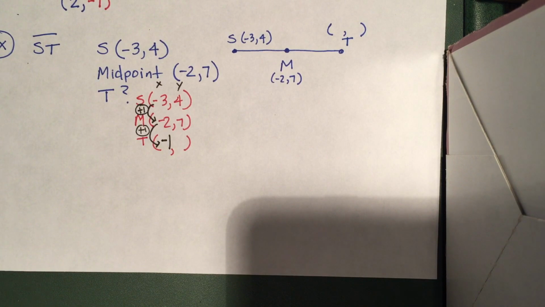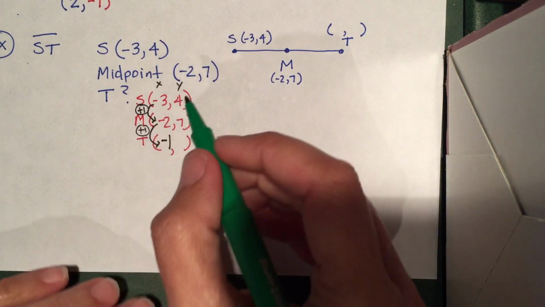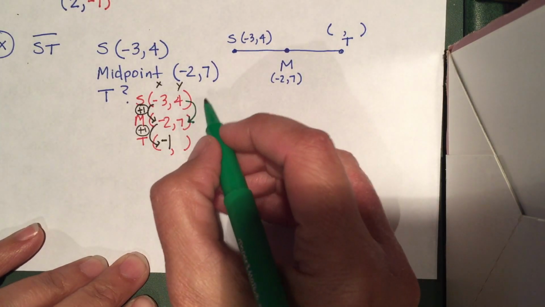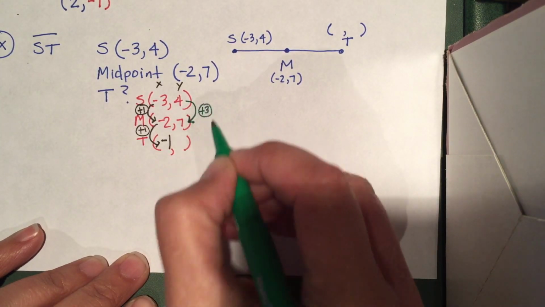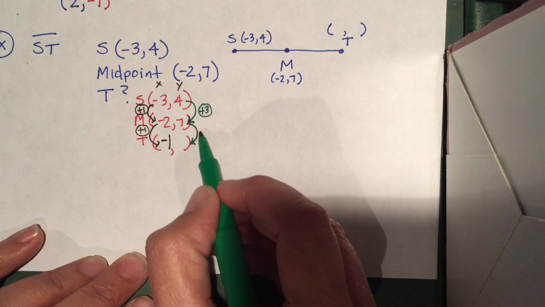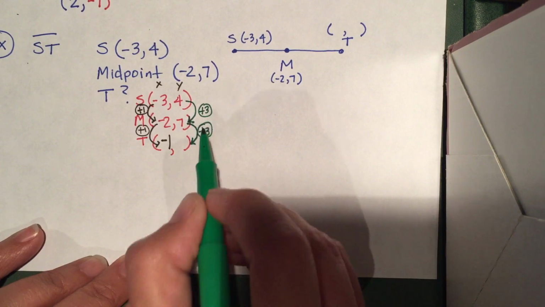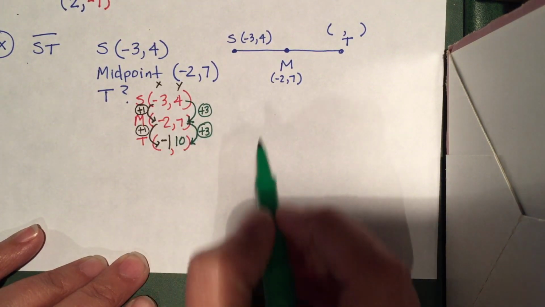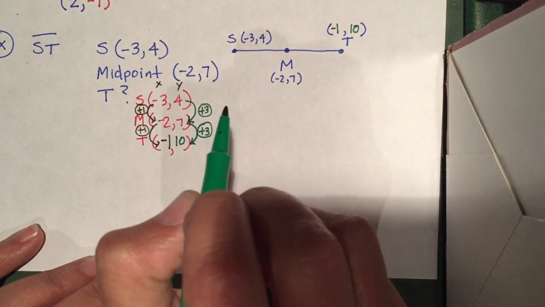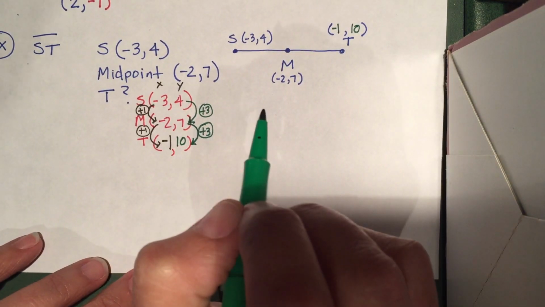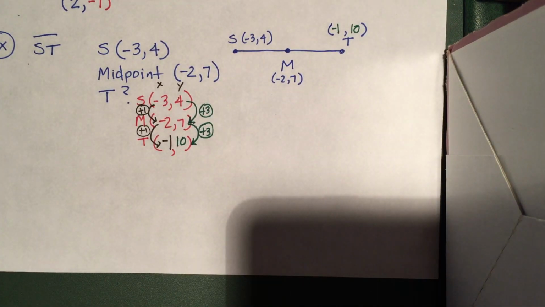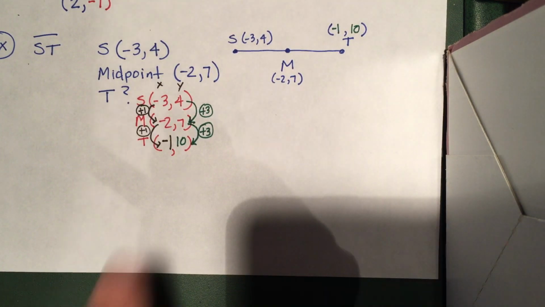So now we're going to look at the y coordinates. How did I get from 4 to 7? 4 to 7 is +3, okay? So to get from 7 to the next one, I'm going to add 3 again because it's the midpoint. It's right in the middle. So that means this has got to be 10. Therefore, T is at -1, 10. Now that's one way to do it. That's using logic, knowing what halfway from one point to the other is.